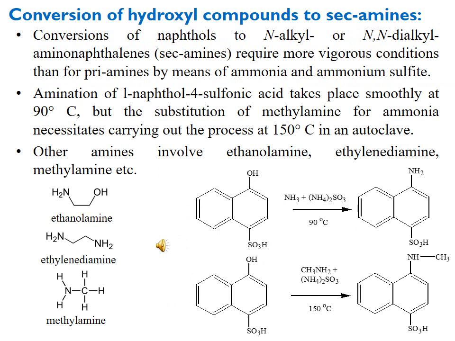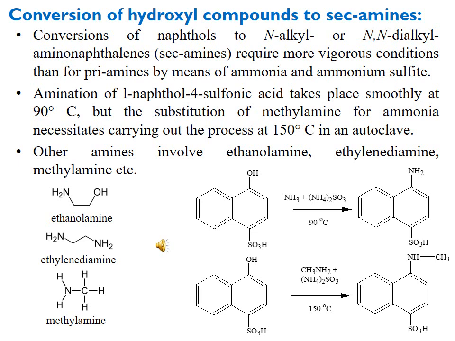Now we shall discuss the conversion of hydroxyl compounds to secondary amines. As we have discussed in the previous slides, the reaction of hydroxyl compounds with ammonia gives the primary amine, and the reaction condition is much milder as compared to that required for the conversion of hydroxyl compounds to secondary amines. In case of secondary amine conversion, we have to use a primary amine, that is methylamine or ethanolamine, ethylene diamine. Here you can see the structures of these moieties: ethanolamine, ethylene diamine, methylamine, etc.